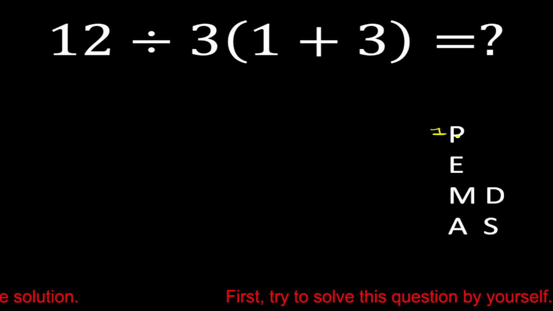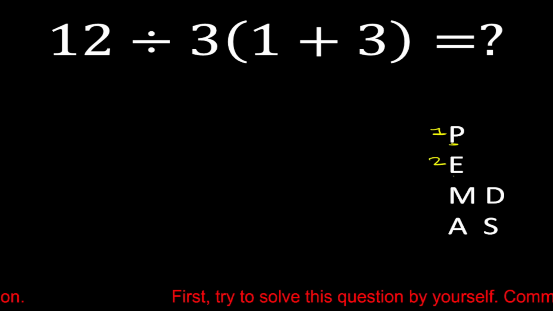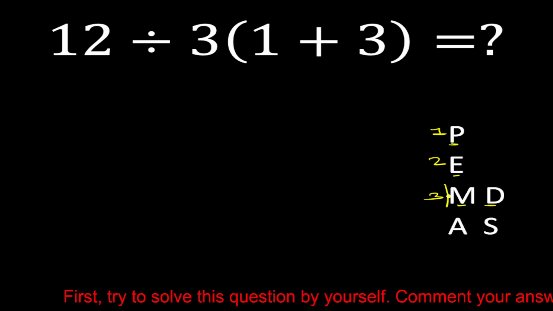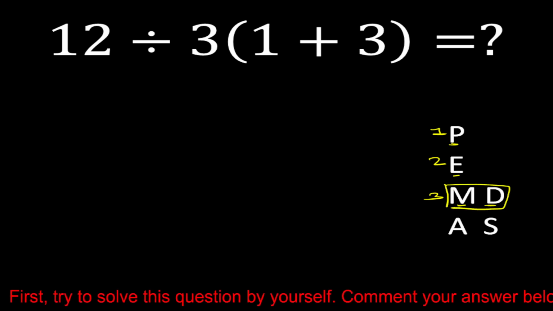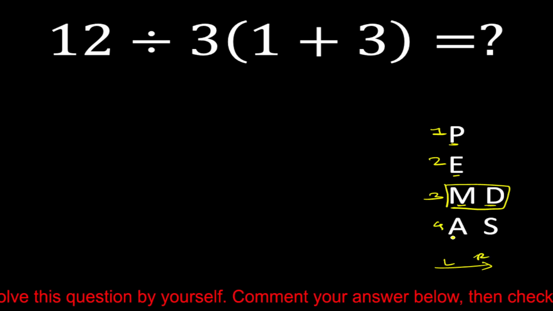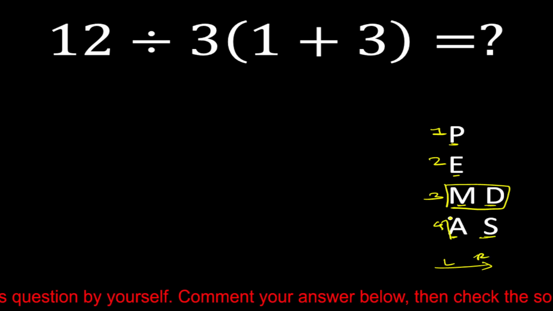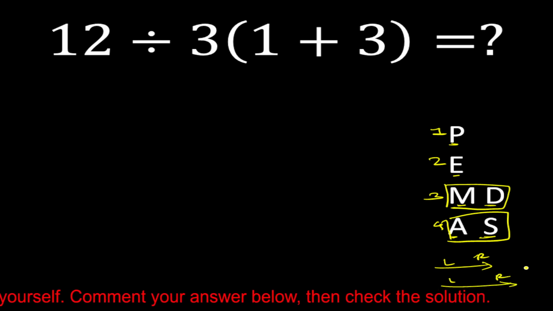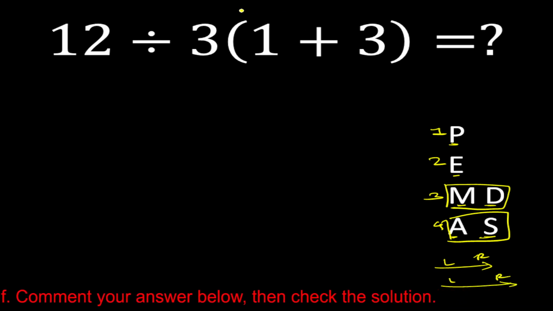PEMDAS: first priority is parentheses, second priority is exponents, third priority is multiplication and division. Here multiplication and division both have equal priority, so we have to solve from left to right. Fourth and last priority is addition and subtraction. Also addition and subtraction both have equal priority, so we have to solve from left to right, okay?